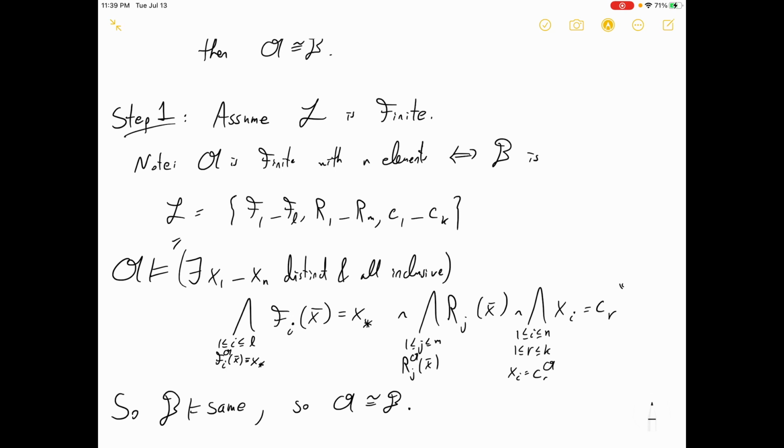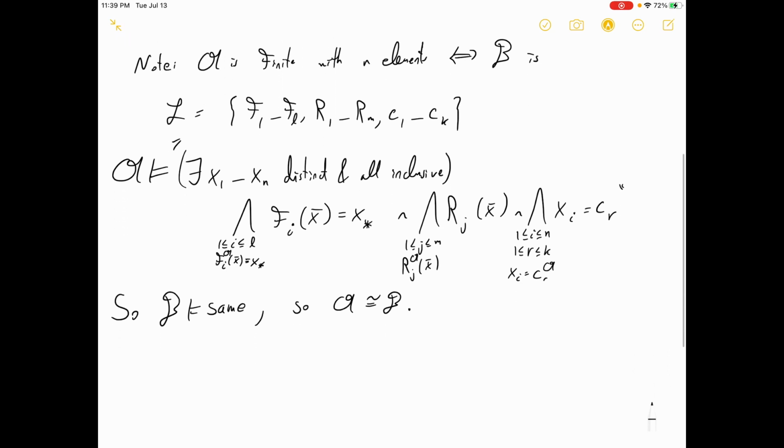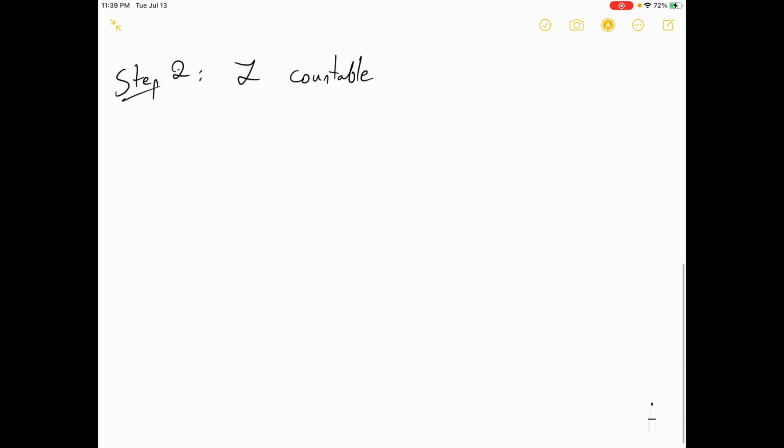So we first need the step where L is finite, and now we're going to make this a little stronger. We're going to expand this to L being countable. So step 2 is L is countable. So how do we do L is countable? Well, this is actually really neat. What you say is L is a union of L sub n, right? This is an increasing union.